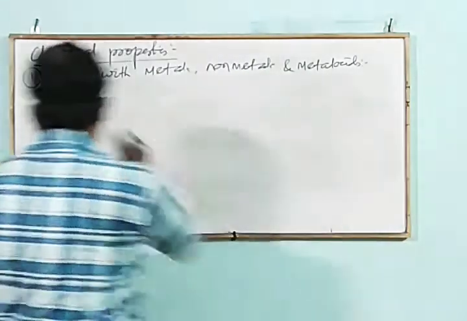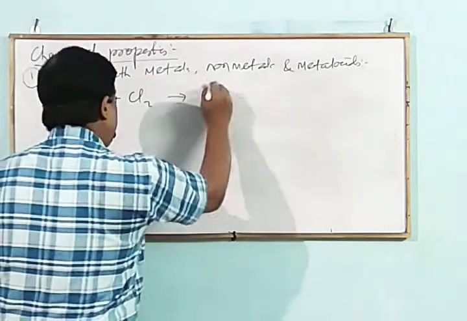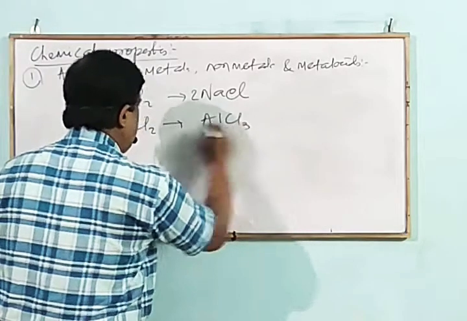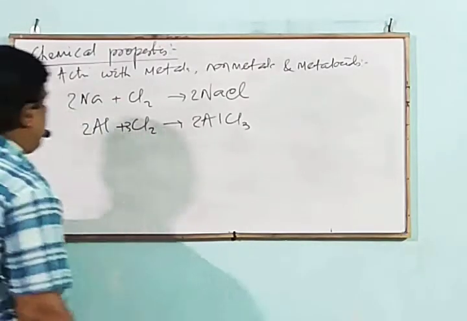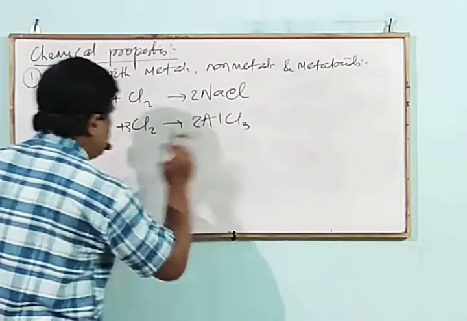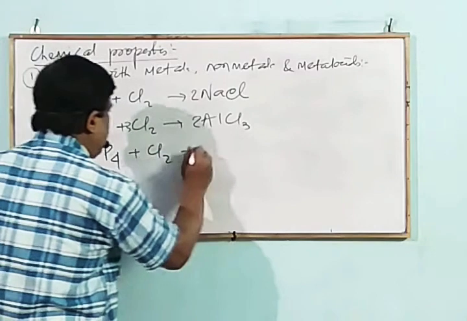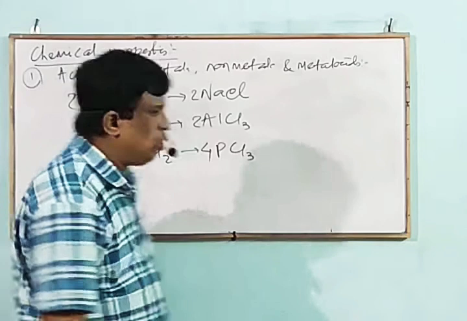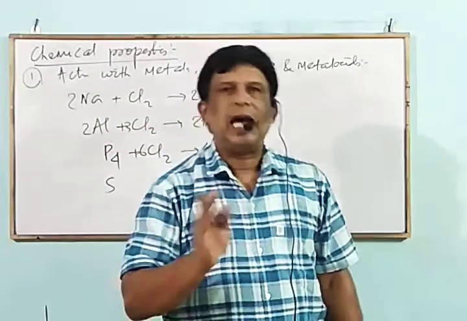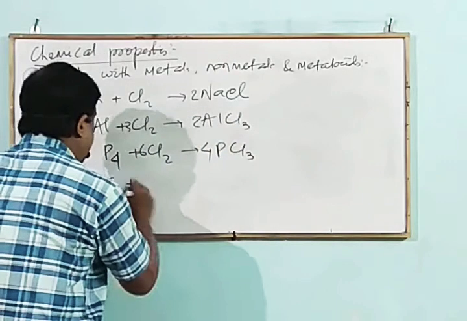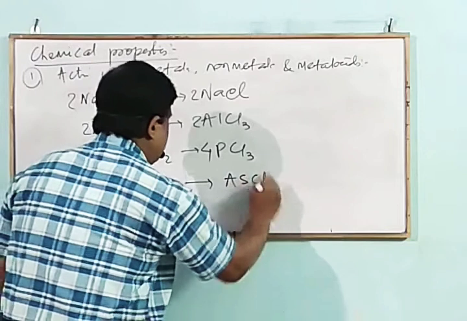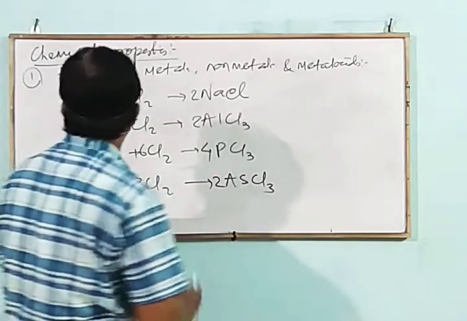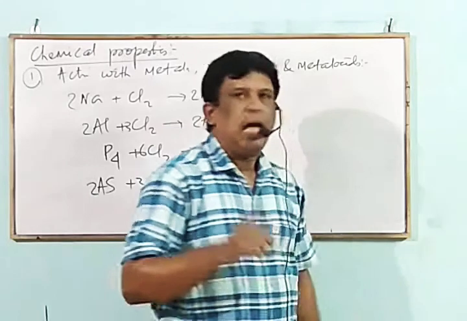For example, when sodium reacts with chlorine it forms sodium chloride, aluminum reacts with chlorine to form aluminum chloride, phosphorus reacts with chlorine to form phosphorus trichloride, and arsenic reacts with chlorine to form arsenic chloride. These are some reactions of action with metal, non-metal and metalloid.